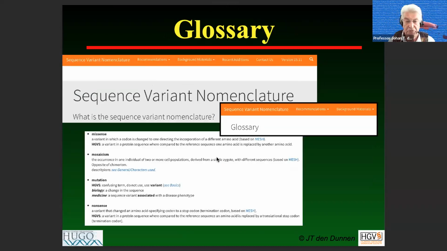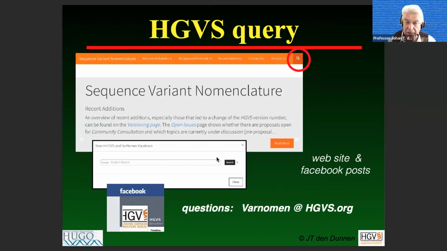There is a glossary. On the glossary page, there is an explanation of all the terms you might find on the nomenclature web pages. So you find there the definitions of deletion, substitution, duplication, and that type of thing, and where it's explained, missense, mosaicism, mutation, etc. When you don't know where to look for specific information, you can click the looking glass. When you do that, a page opens, and you type in a term, say deletion or mosaicism. Then when you select the search button, it will look through the HGVS website as well as the Facebook posts we made on nomenclature, and it will give you a list of all the pages where that specific word is present, so where you might be able to find the answer to what you are looking for.